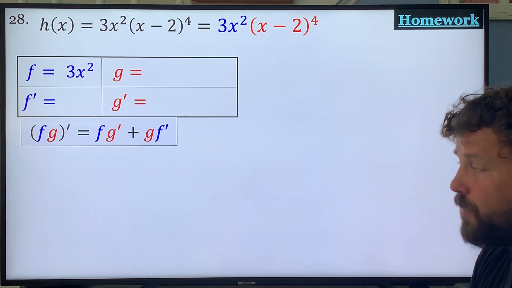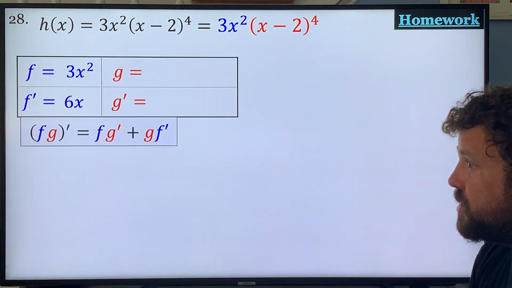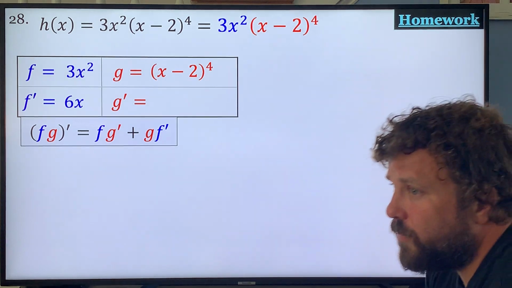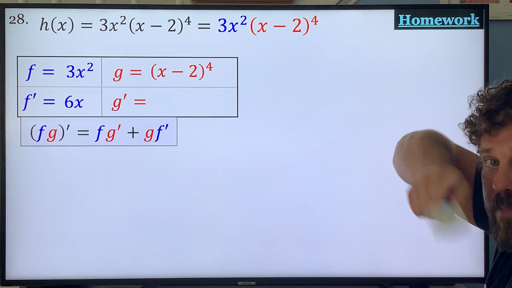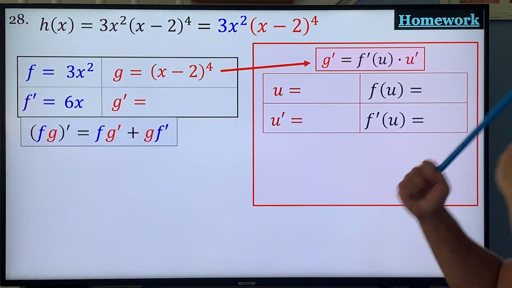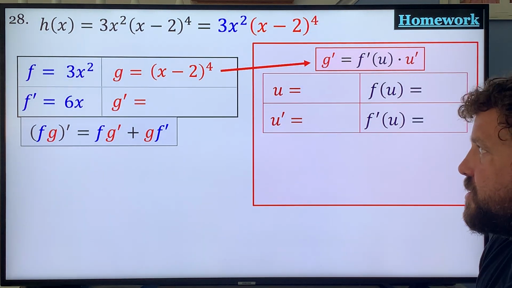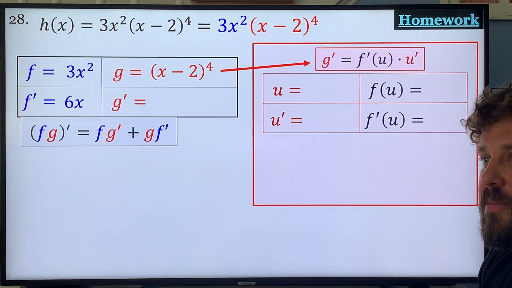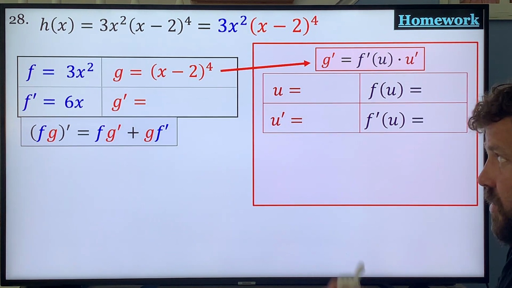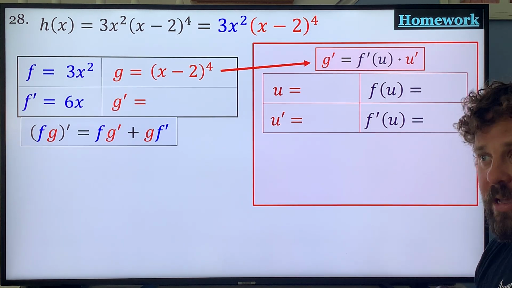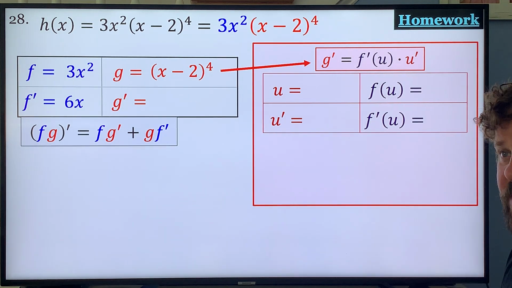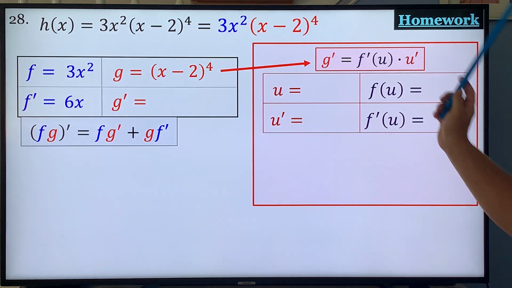F is 3x squared. F prime is 6x. G is x minus 2 to the 4th. Because this is raised to the 4th power, we have to use the chain rule. Don't you love doing multiple problems? In a class, we would typically do about 4 or 5 problems. That's it. Just so you guys know about the time it should be taking you at home to do this. One of these problems when you start takes about between 5 and 10 minutes, depending on how good you are. And then eventually we'll try to get it down to between 2 and 5 minutes.